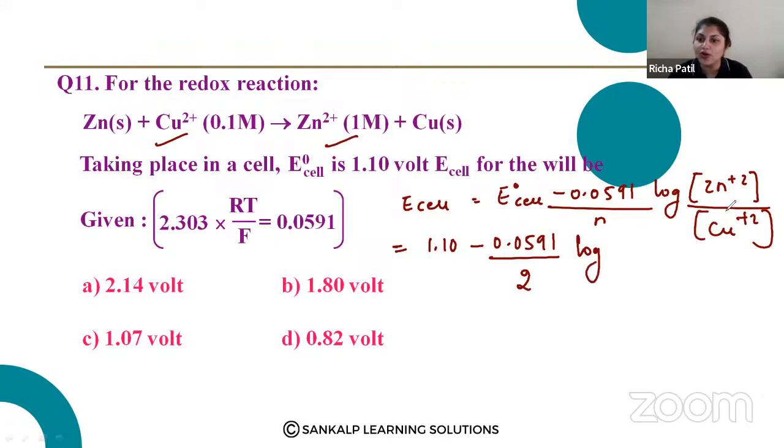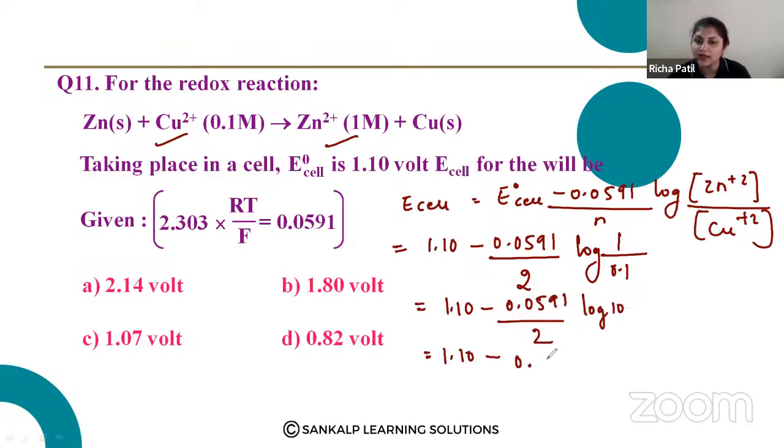Then log of Zn plus 2, which is 1, divided by copper plus 2, which is 0.1. So 1.10 minus 0.0591 divided by 2, log of 1 by 0.1, which comes to log of 10. After solving, log of 10 is 1, so you get 0.0295. So what is the answer? It comes to 1.07 volts. So the answer is C.